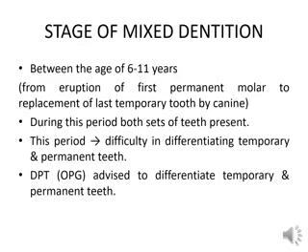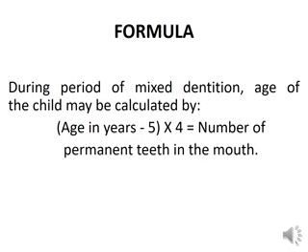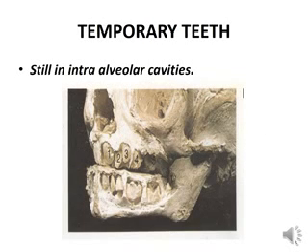Now there is a formula to calculate the number of permanent teeth present in oral cavity, and it is calculated by this formula: age in years minus 5 multiplied by 4 is equal to number of permanent teeth in oral cavity. Now you can see that temporary teeth in this image, they are still present in alveolar cavity.